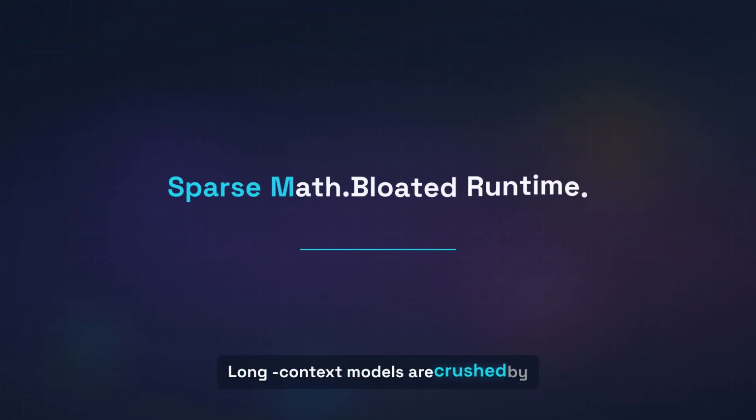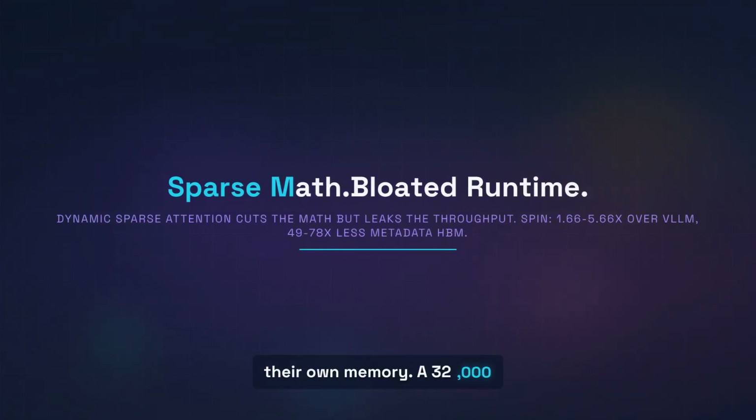Long context models are crushed by their own memory. A 32,000 token context for an 8 billion parameter Qwen holds roughly 19 gigabytes of key value cache, and every decoding step drags through over a gigabyte of it. Dynamic sparse attention promises to cut that cost by touching only the few tokens that matter. But in real serving systems, the promise leaks away.